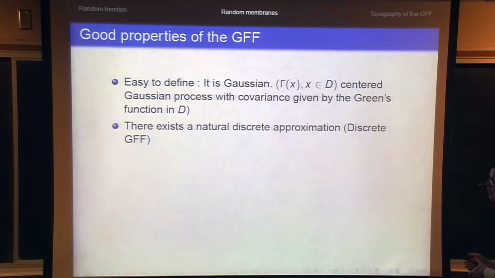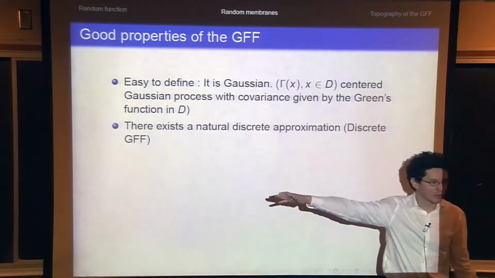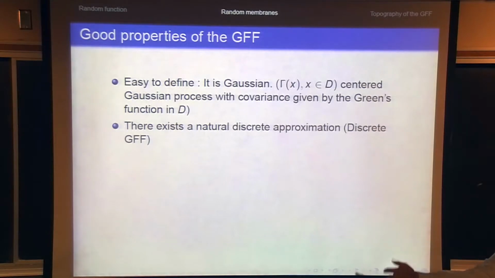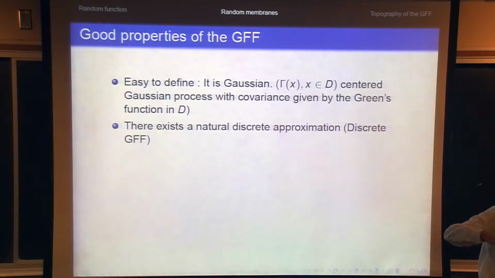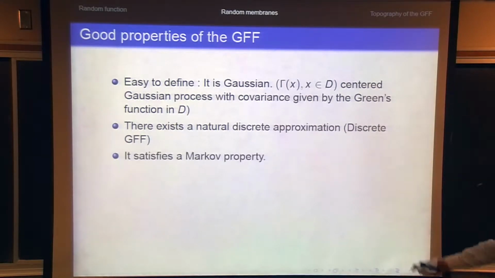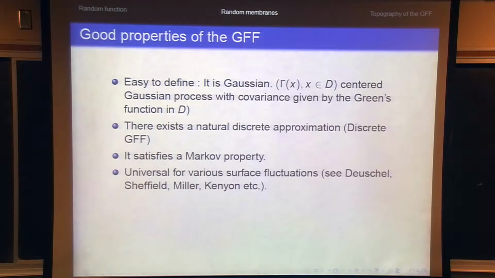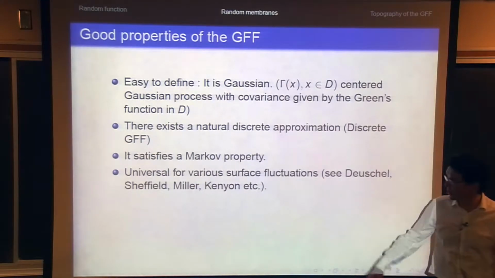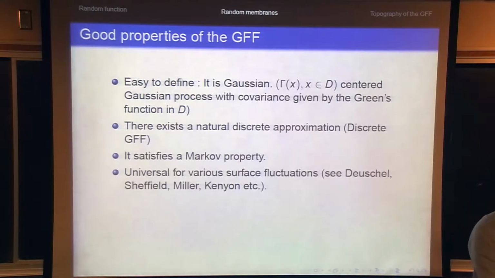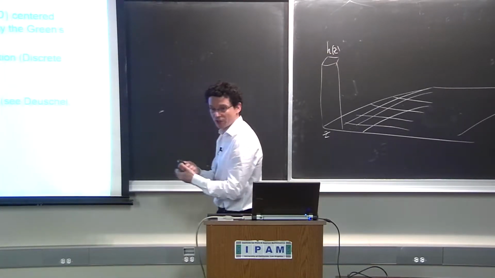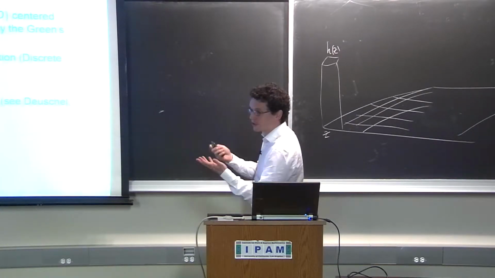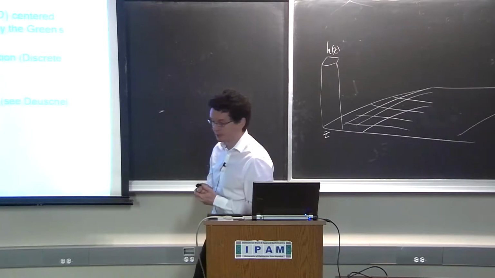Now, again, I told you there exists a natural discrete approximation of the Brownian motion, that is the random walk with Gaussian increments. There's something like that we call the discrete Gaussian free field that you can view as a projection of this continuous object in the discrete world. It satisfies a Markov property that I'm going to describe to you in a moment. It is very natural. And again, it's universal for various surface fluctuations, and you have papers by Deuschel, Giacomin, Sheffield, Miller, Kenyon, that show that this Gaussian free field fluctuation appears in a number of different settings. So it's really universal, a scaling limit of a number of discrete natural models.